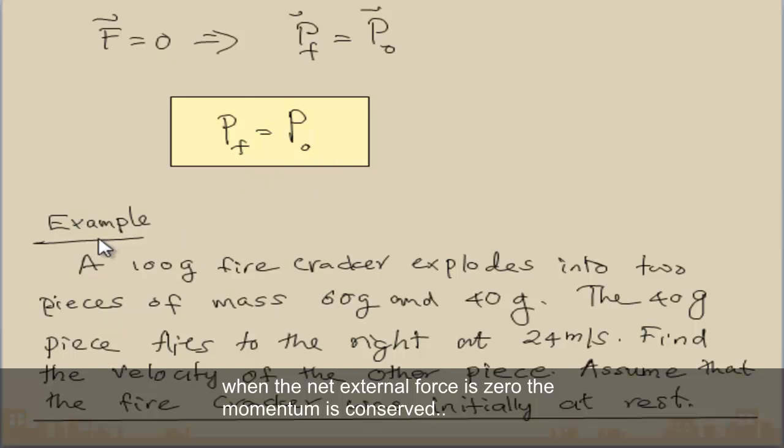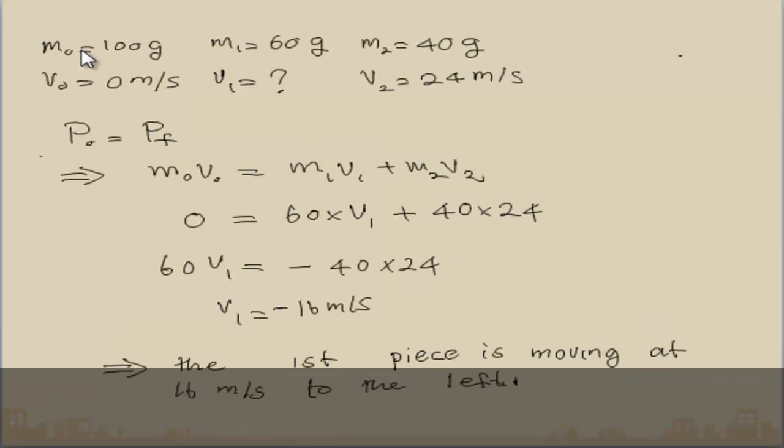So now let's go over an example. A 100-gram firecracker explodes into two pieces of mass 60 grams and 40 grams. The 40-gram piece flies to the right at 24 meters per second. Find the velocity of the other piece. Assume that the firecracker was initially at rest. The initial mass of the firecracker is 100 grams. The initial velocity of the firecracker is 0 meters per second.